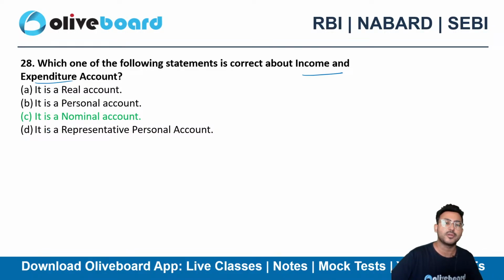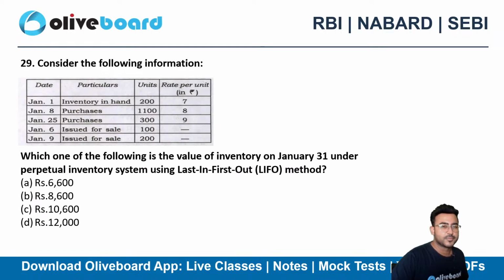It's a nominal account. The idea is just to ascertain whether we are having a surplus or a deficit. Just like that, we are preparing profit and loss account in the profit making entities. The idea is to ascertain कि profit हो रहा है कि loss हो रहा है. वैसे ही यहाँ पे हम देखते हैं कि surplus हो रहा है या deficit हो रहा है.